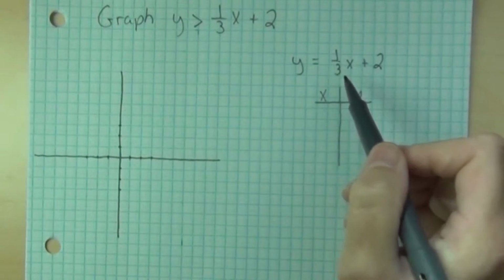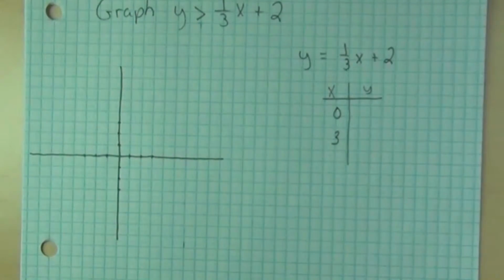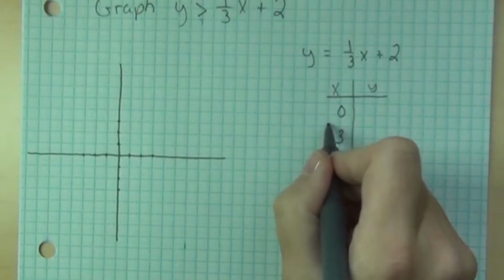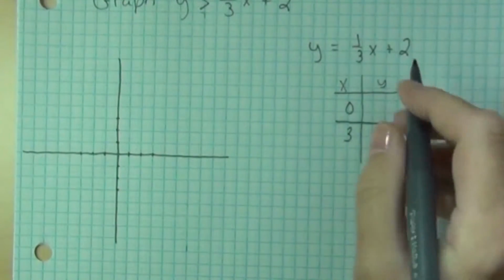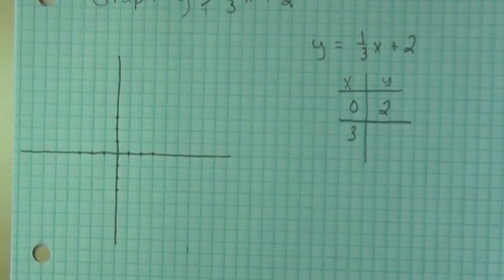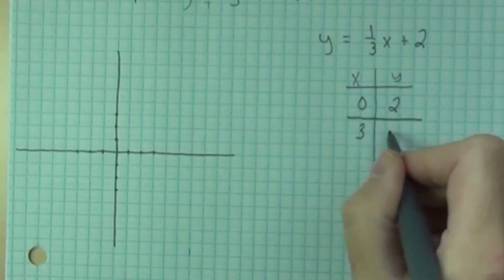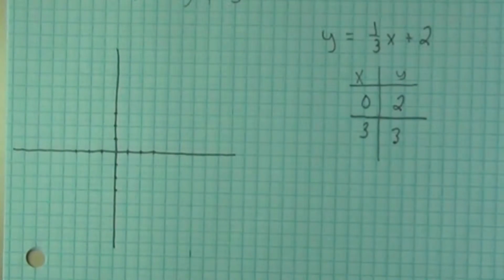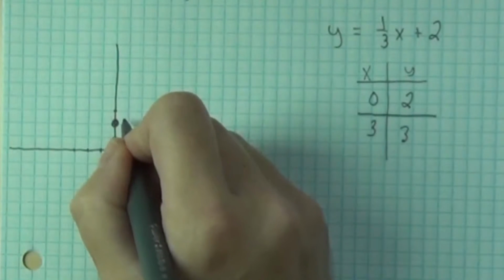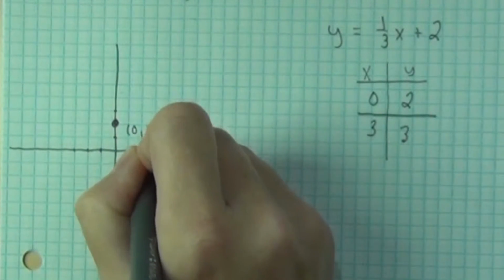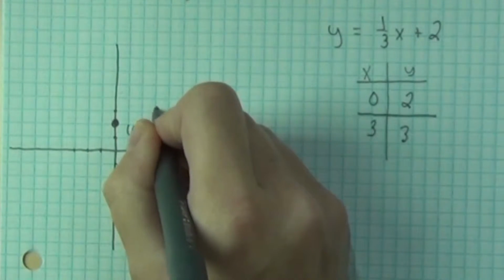Since I have a fraction in front of x, I want to pick multiples of 3. So 0 and 3, 6, 9, 12, any of those would work. When I put 0 in for x, that gives me 1/3 times 0 plus 2, which is 2. If I put a 3 in, that's 1/3 times 3 is 1, plus 2 gives me 3. So now I have two ordered pairs to graph. So I have 0, 2 is right here. And then I have 3, 3 right here.